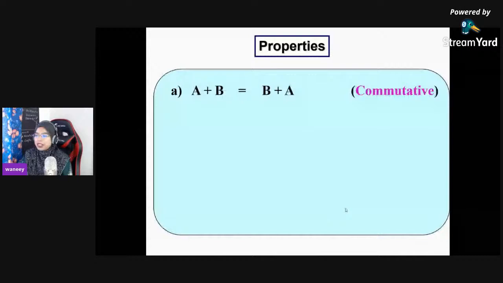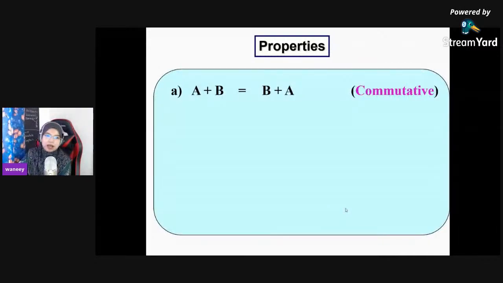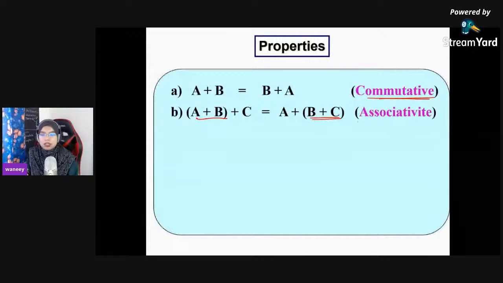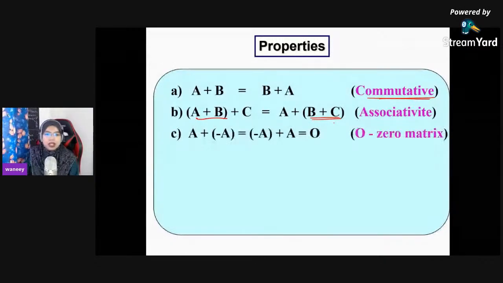So now, a few properties that we have to know. So if we have A plus B, that is actually equal to B plus A. So this is actually called commutative. So that means you can simply change A plus B to become B plus A. And then if we have A plus B plus C, so that is similar to A plus B plus C. So you can either do A plus with B first, or you can do B plus with C first. So this is associative. And then if we have A plus with negative A, this is actually equal to negative A plus with A, and that is actually equal to 0 or 0 matrix.